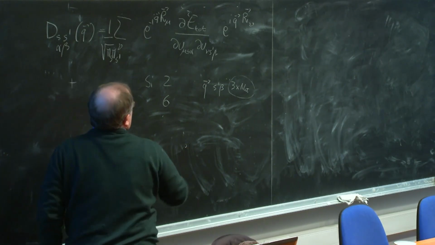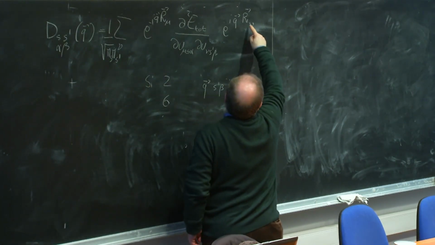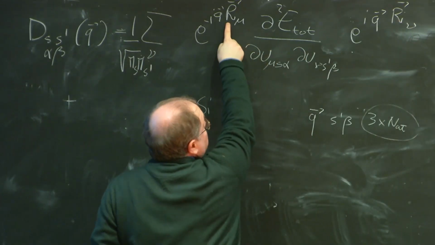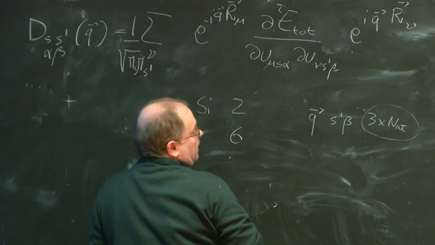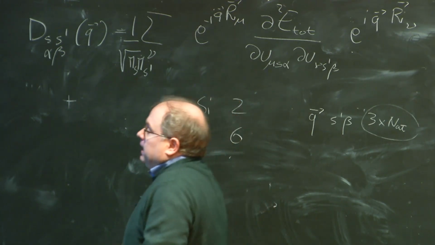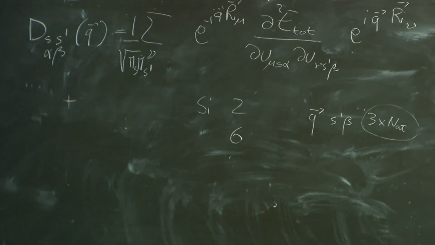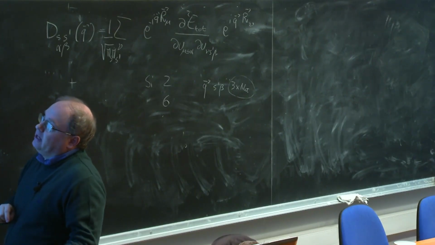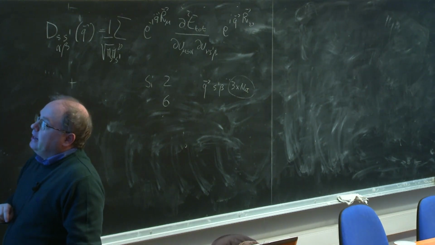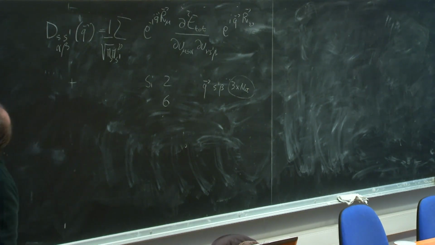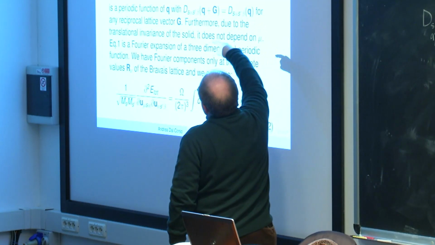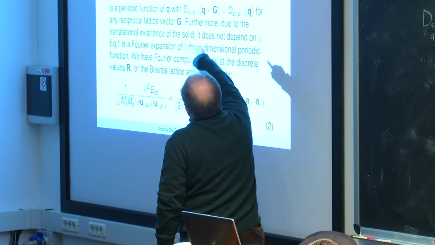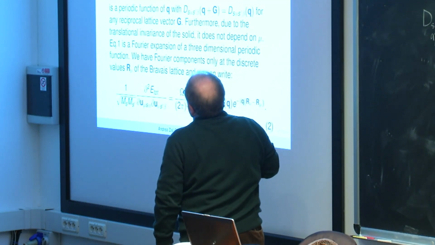Because if you put here Q plus G, e to the i G R nu is 1, e to the i G R mu is 1, so you obtain the same expression. So the fact that you have a periodic function allows you to do a Fourier transform, basically. And so you can see equation 1 as a Fourier expansion of the dynamical matrix, and the interatomic force constants are the Fourier coefficients.